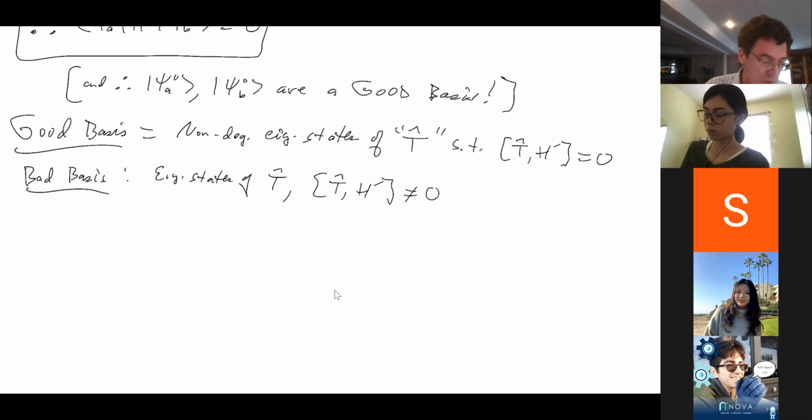So now let's apply it to our spin orbit problem. Apply to spin orbit case.